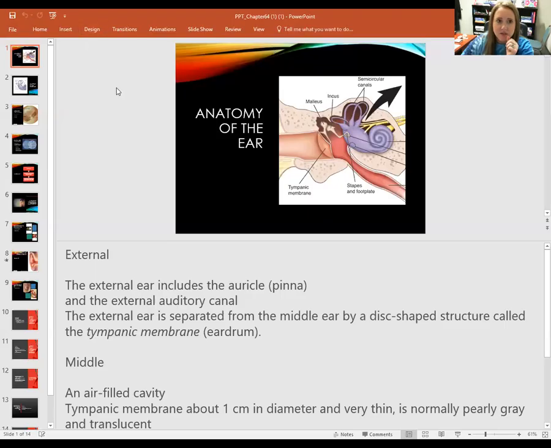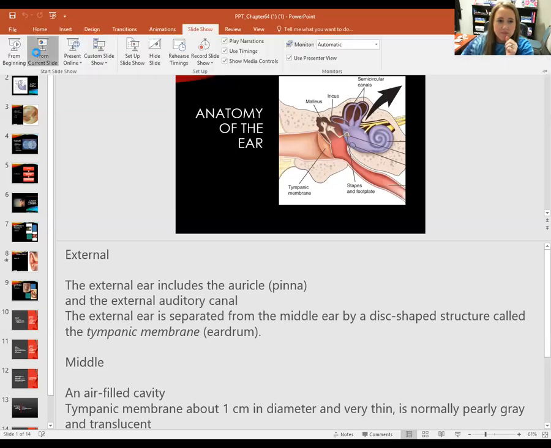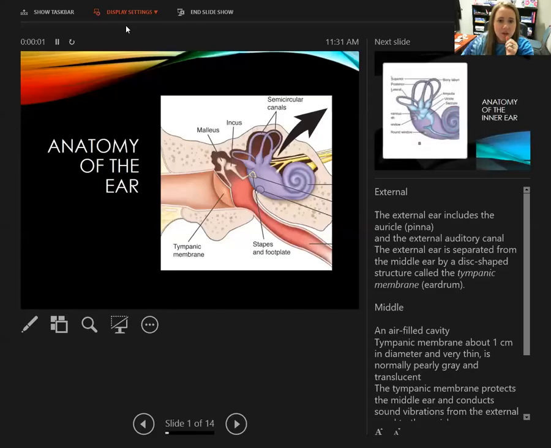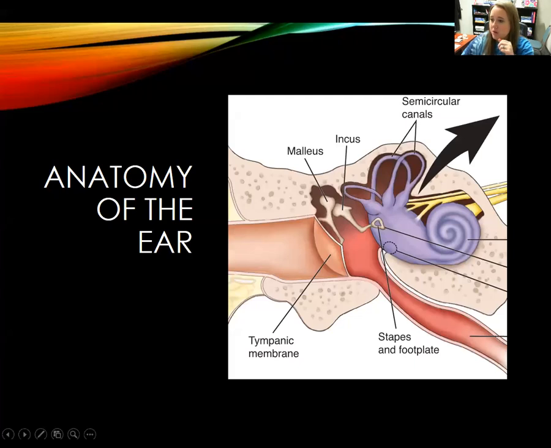This is hearing disorders as part of the sensory chapters. So again, briefly, I'm just going to cover a little bit of anatomy and physiology like I did with our visual. So just remember your anatomy and physiology of the ear. Obviously we have our external ear. The external ear includes the auricle, which is the pinna, and the external auditory canal. The external ear is separated from the middle ear by a disc-shaped structure called the tympanic membrane. You remember all of that, right?